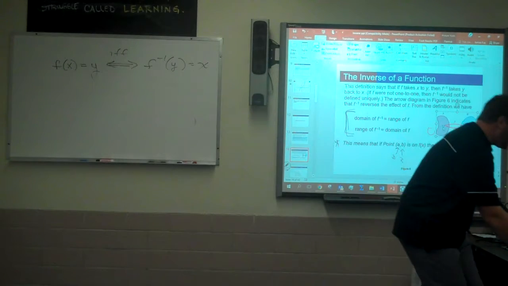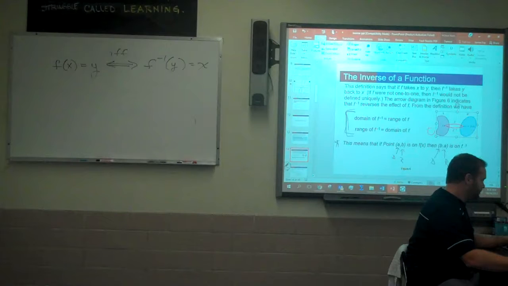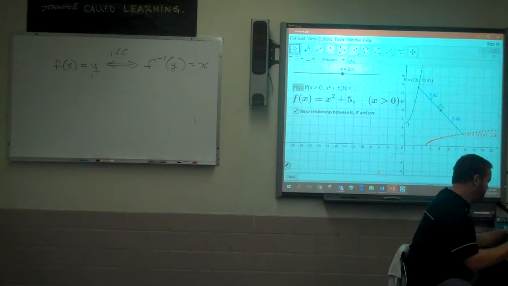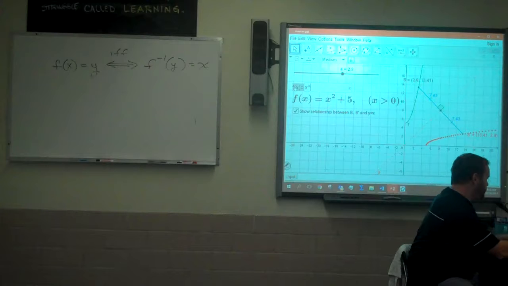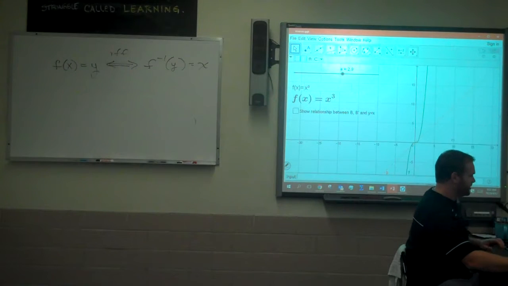Kind of graphically speaking then, if we were to look at one of these functions, let me clean this up a little bit. We know x cubed is 1 to 1. We've already talked about that. Okay? X cubed is 1 to 1. And it looks like that.